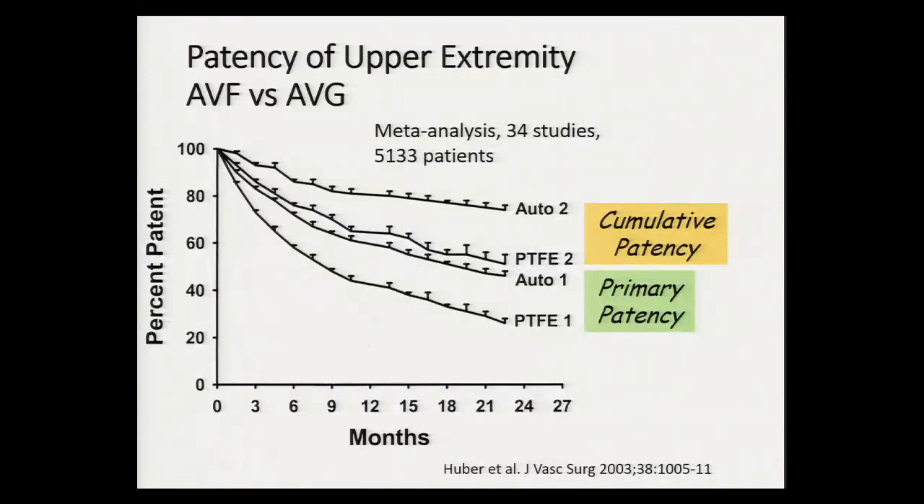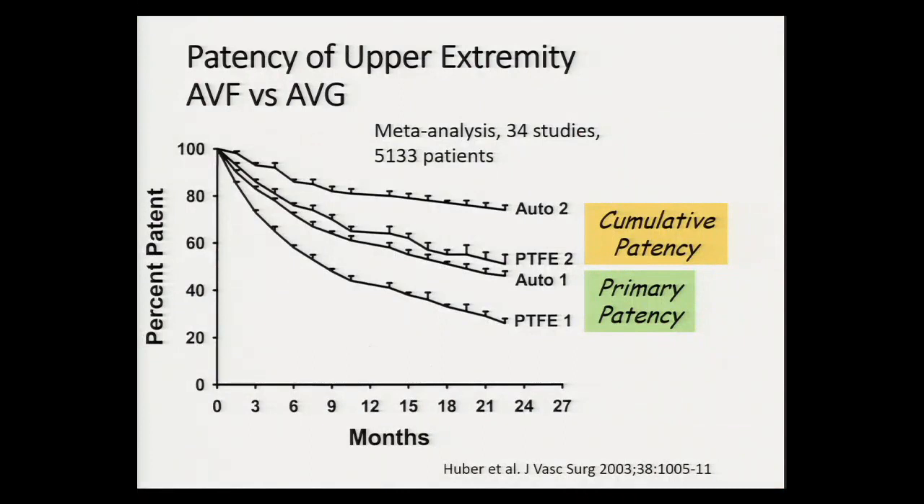So this is a study, a meta-analysis actually, that looked at multiple studies. This slide basically shows primary patency, which is the time from access placement to the first intervention that's required to maintain patency. So as you can see, by 6 months, probably 40% of grafts require intervention, and maybe 25% of fistulas require intervention.